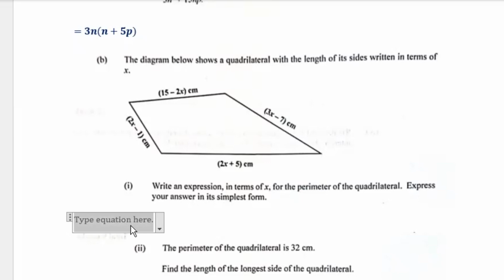So we're writing an expression, and we know that when it comes down to an expression, it doesn't usually have any equal sign. So you won't have the terms that are on the quadrilateral being equal to anything. Therefore, if we write an expression, what we'll have is 15 minus 2x plus 3x minus 7 plus 2x plus 5 plus 2x minus 1.